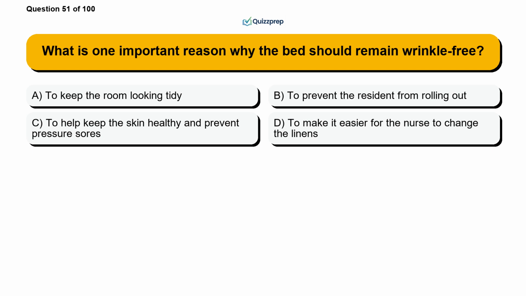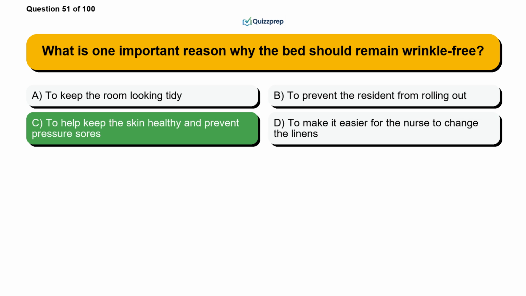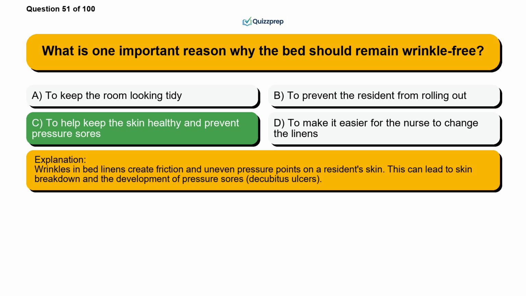Question 51. What is one important reason why the bed should remain wrinkle-free? Option A, to keep the room looking tidy. Option B, to prevent the resident from rolling out. Option C, to help keep the skin healthy and prevent pressure sores. Option D, to make it easier for the nurse to change the linens. The correct answer is option C, to help keep the skin healthy and prevent pressure sores. Wrinkles in bed linens create friction and uneven pressure points on a resident's skin. This can lead to skin breakdown and the development of pressure sores, decubitus ulcers.